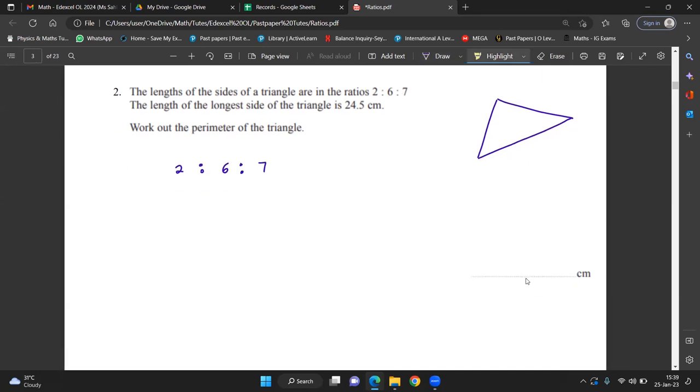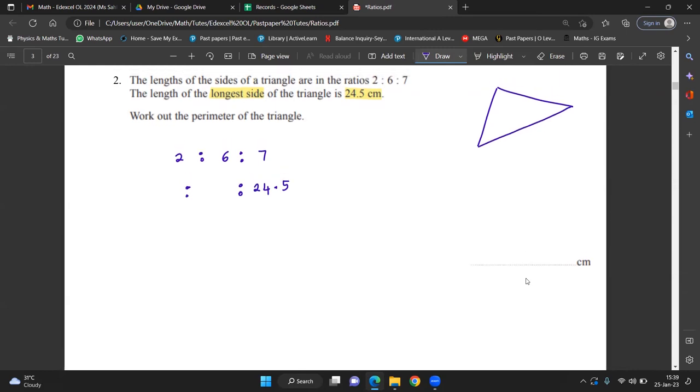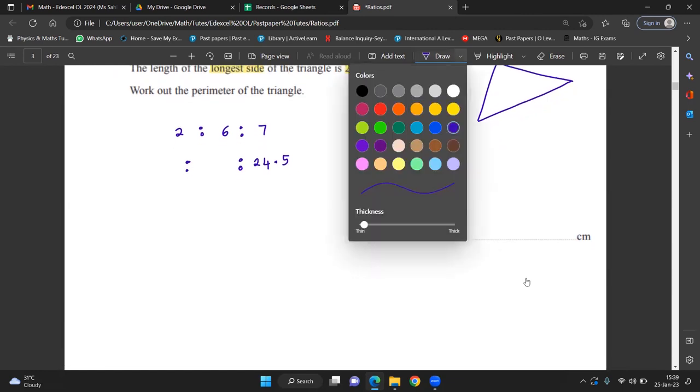They told us that the longest side is 24.5. Can you underline the word longest side? So 24.5 belongs to 2, 6 or 7. Does that make sense? 7 is the largest number, so that is your longest side. So below 7, I want you to write 24.5. Okay. So now we are supposed to find what 2 and 6 are, right? Shall we start?